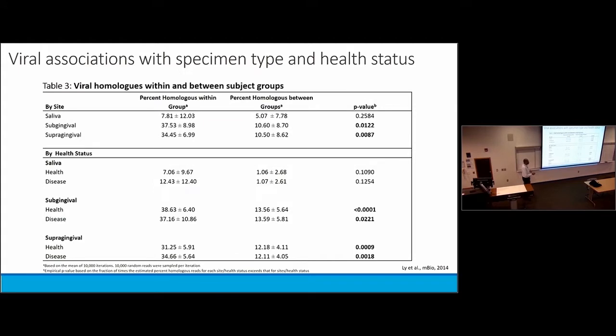Supragingival plaque is the plaque in your mouth that's in the aerobic environment, and subgingival plaque is the plaque in the anaerobic environment, but they are distinctly different from the viruses you will find in saliva. The subgingival plaque viruses are distinctly different from the viruses you will find in supragingival plaque as well.